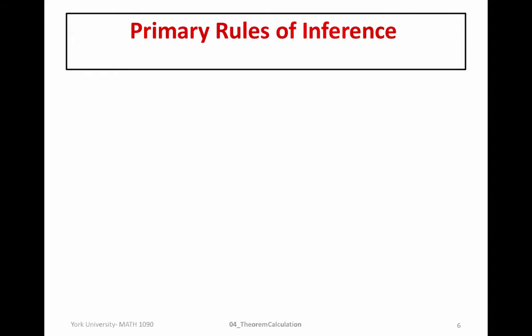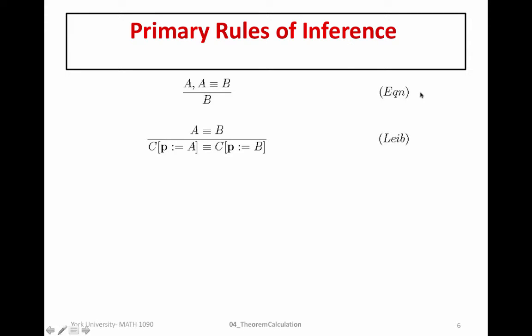In addition to our logical axioms, we also need to add primary rules of inference to develop our logical system. So we are going to add two rules of inference to our logical system that will help us to form new mathematical truths from our axioms or our special axioms or special assumptions. So we have the following two rules of inference. The first one is called equanimity, and the second one is called the Leibniz rule.